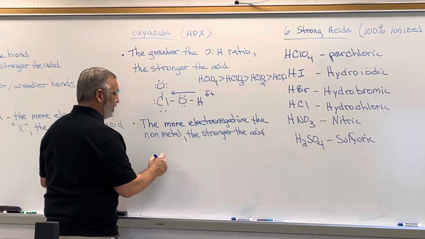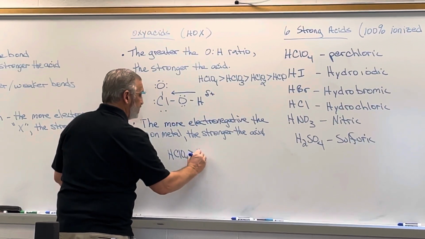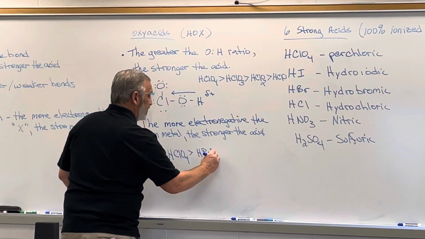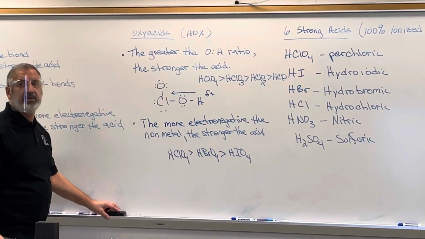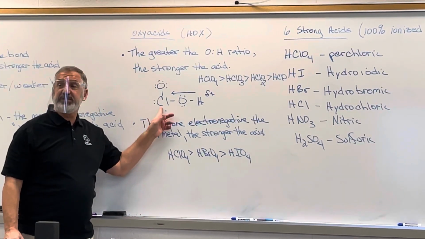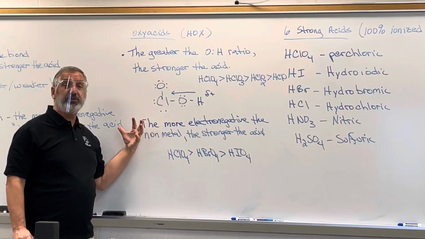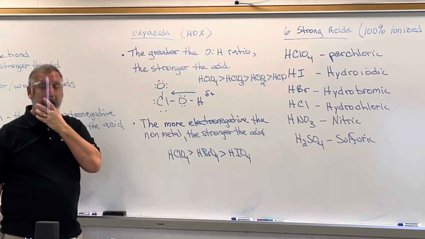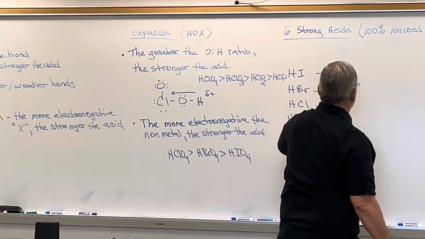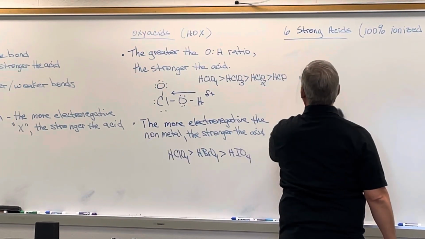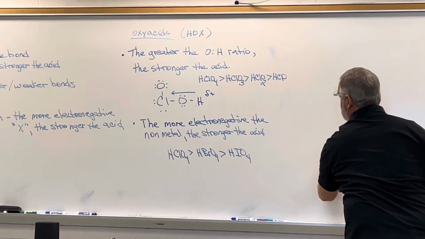Here, what we'll say is that HClO4 is greater than HBrO4, which is greater than HIO4. Because now see, the size of the central atom isn't a factor, because the bond that's breaking is always the OH bond. So this is all electron withdrawing. We're not done, but when we come back from the break, we'll look at some practice of these and being able to identify the stronger ones.